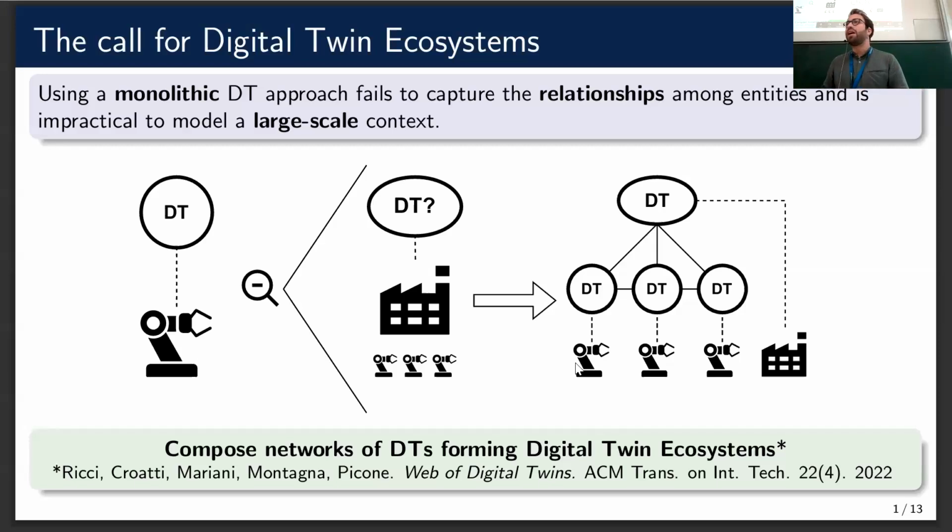And we end up with these sorts of ecosystems that we also call a web of digital twins. And my colleague Andrea this afternoon will talk to you a bit more about that vision.